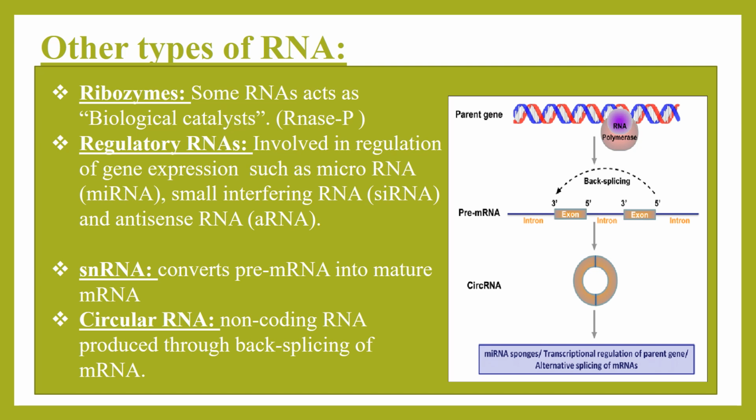Small nuclear RNA, snRNA, converts the pre-messenger RNA into mature messenger RNA. It plays a very important role in spliceosomes that edit messenger RNA. Then there is another type of RNA which is the circular RNA. It is a non-coding RNA that is produced through the back splicing of messenger RNA.